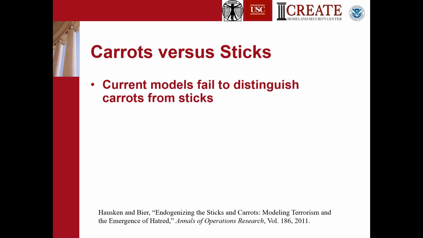Another issue is that our current models tend not to distinguish carrots from sticks in responding to terrorism. An example of a stick is our attack against Afghanistan after the September 11th terrorist attacks. And you can understand that this might cause very different reactions than, say, positive incentives that give extra resources to countries that crack down on internal terrorism, for example.